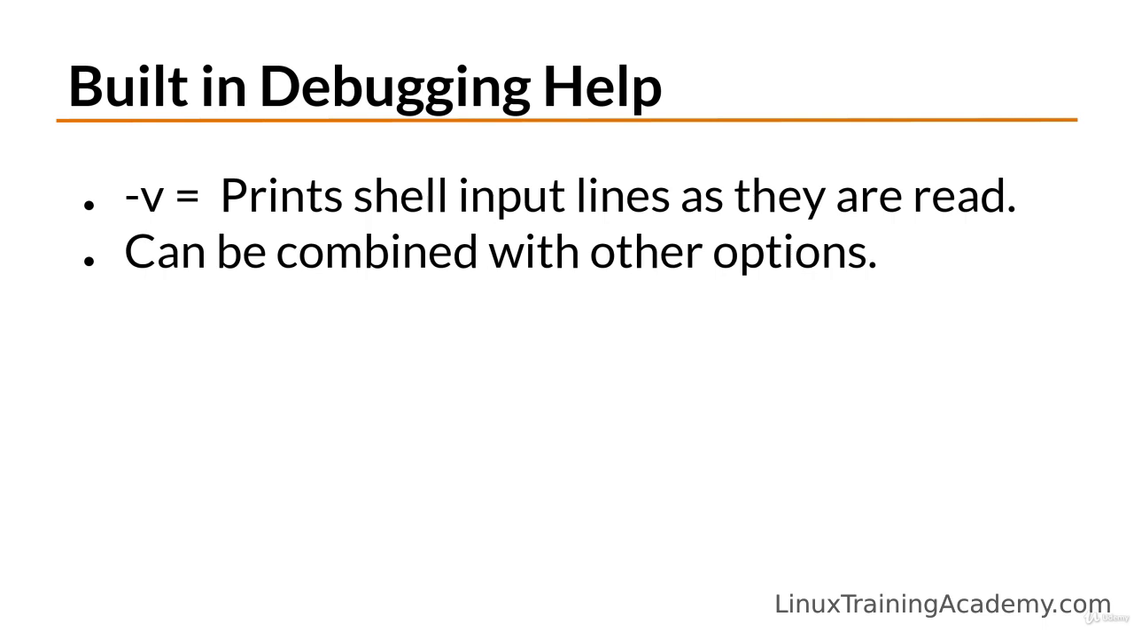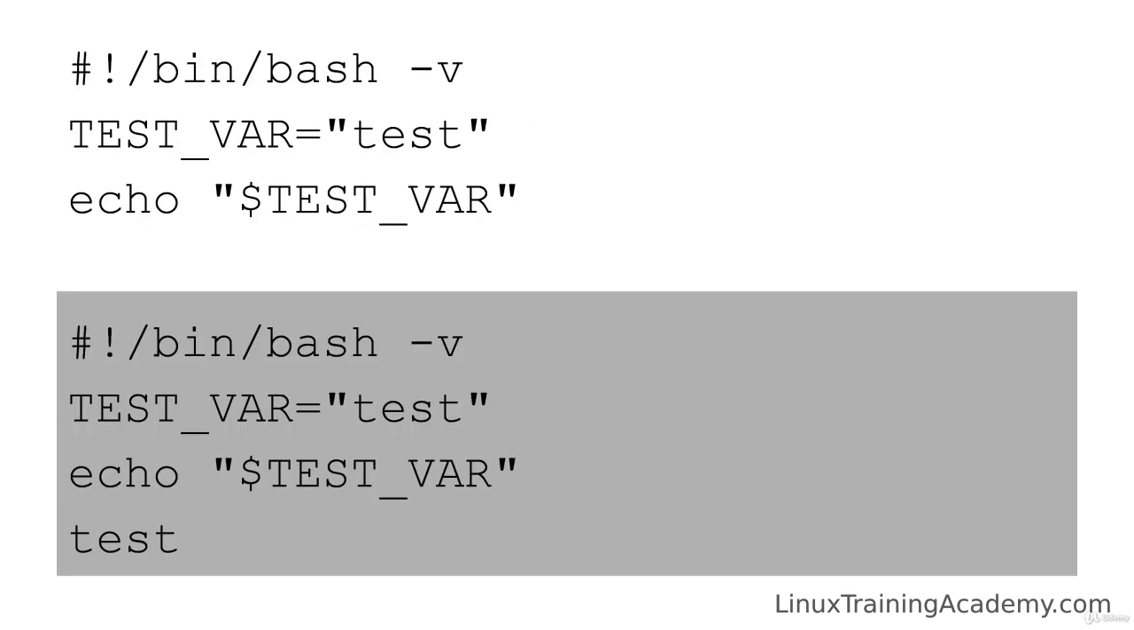-v prints everything before any substitutions and expansions are applied. The -x option performs variable and wildcard expansion, but the -v option does not. You can use them in combination to see what a line looks like before and after substitutions and expansions occur.